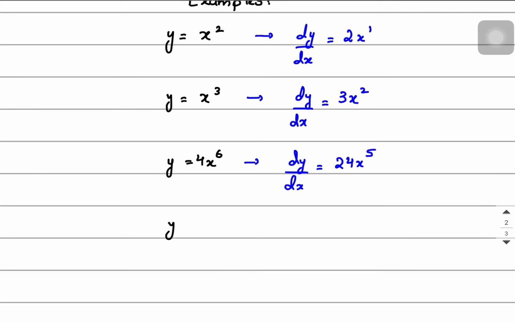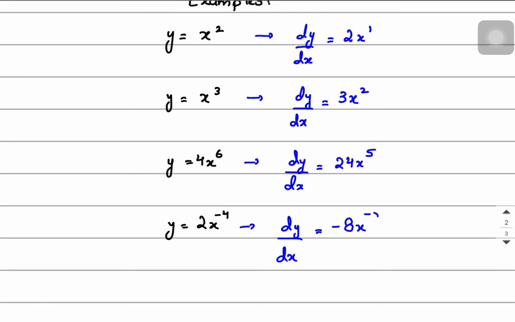Let's take a look at another example. If it is 2x power negative 4. Now again the power comes down. The power is coming down, so 2 times minus 4 is basically negative 8. The power comes down, so 4 times 2 is 8, but it's a negative 4, so it's going to be negative 8, and 1 is subtracted from the power, so minus 4 minus 1 becomes minus 5.